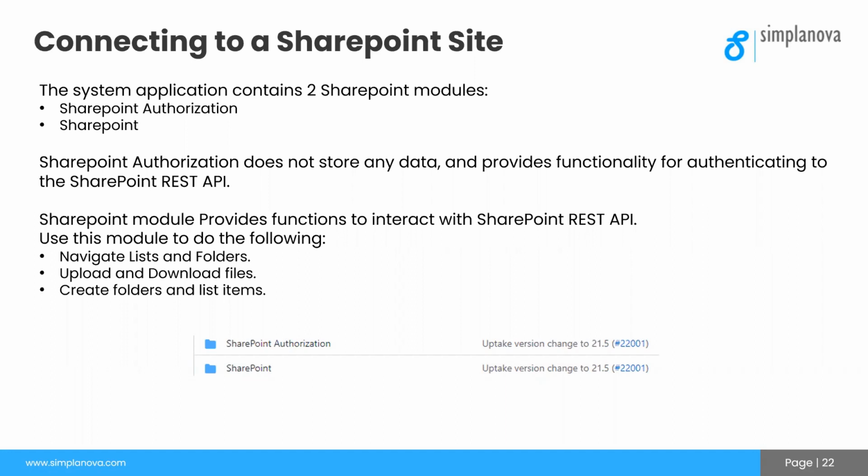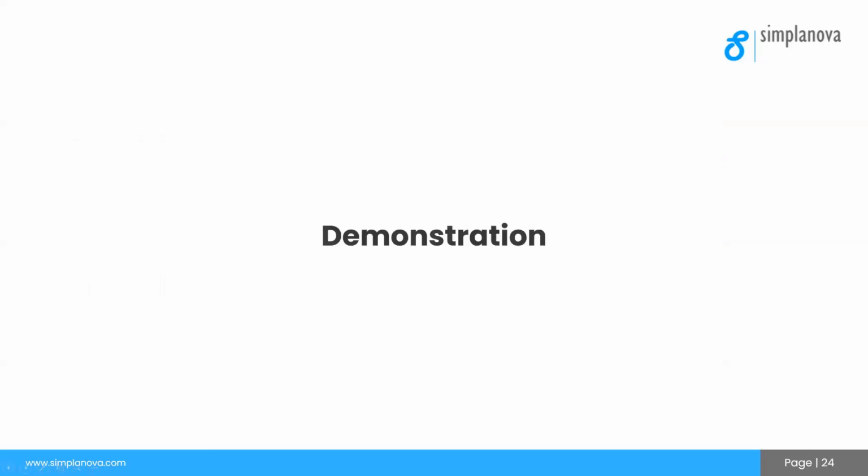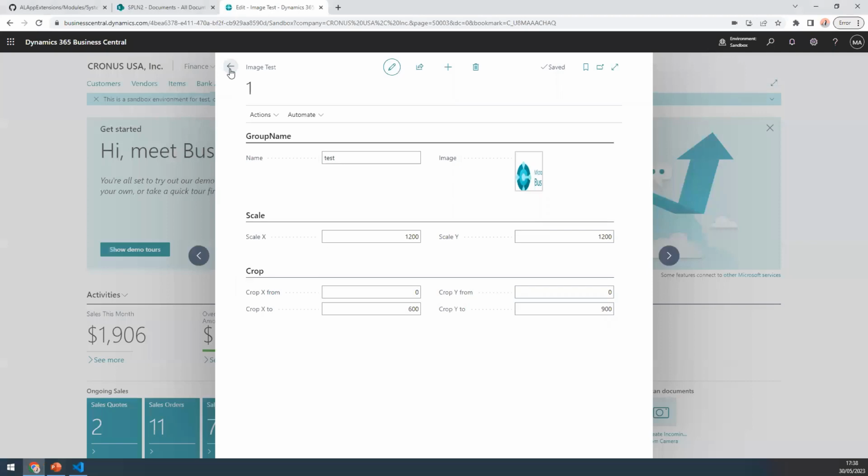And there are some limitations, though. The SharePoint module isn't able to delete or move files. You can maybe copy them, but ultimately it is the same as creating a new file. And the authorization requirements are the client ID and the secret that can be set up in your Azure portal when establishing an application that can connect to the SharePoint site. And of course, the setup page has to store that data, which is the ID, the secret, and the URL of the SharePoint site. So let's look at how the SharePoint connection works.